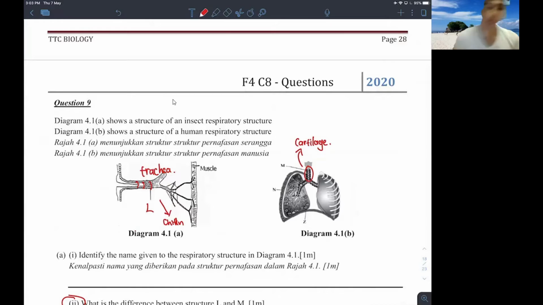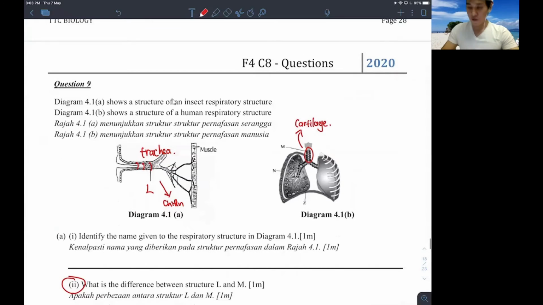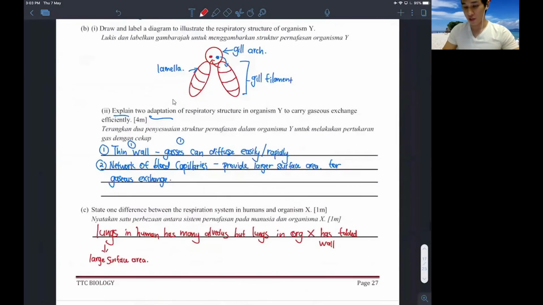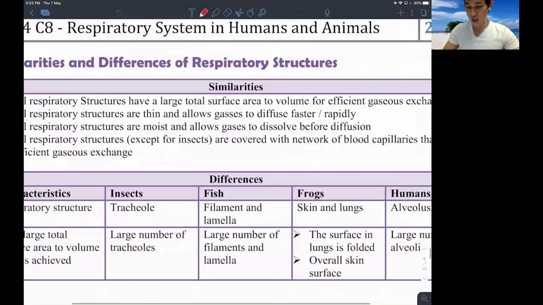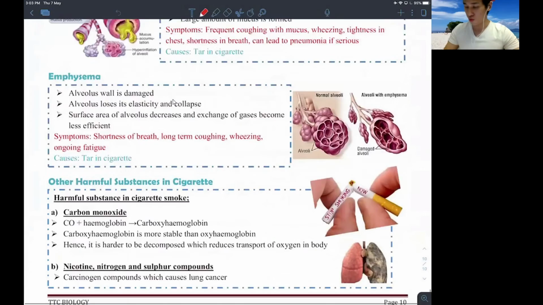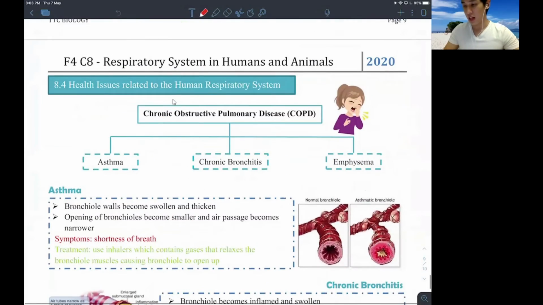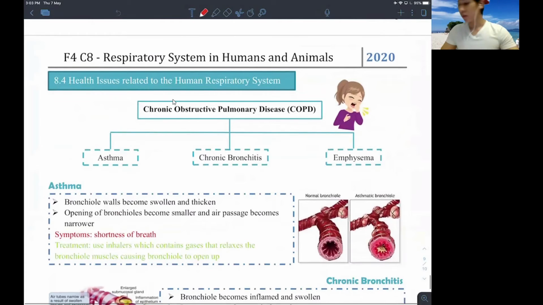Okay, that's it for the questions part. That's it for animal respiration. I presume all of you can follow. So let's go back to the notes. There's only one last thing to go through, one more page only. Last page, page 10. What you're going to learn here are the diseases related to your respiratory system, health issues related to the human respiratory system.